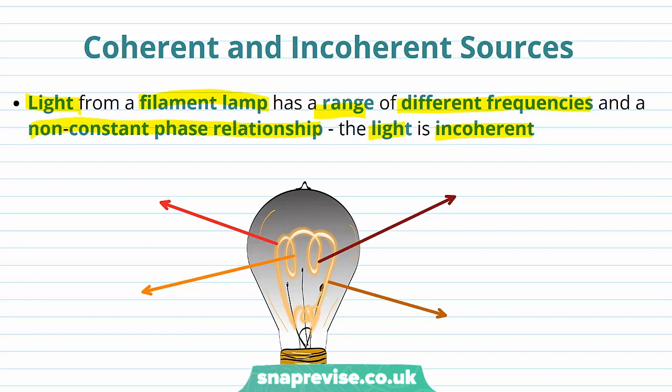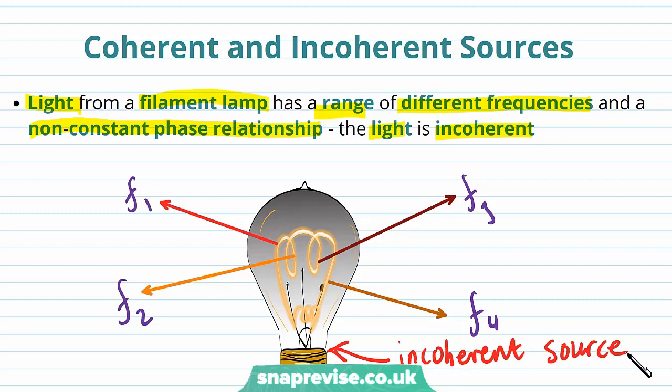filament lamp produces white light. But white light is made up of a lot of different colours of light, which all have different frequencies. So that means we've got a frequency F1 here, a frequency F2 here, F3, F4. So we don't have one single frequency of light that's produced, which means we can say that a light bulb or a filament lamp is an incoherent source. So it doesn't produce light of a single frequency.